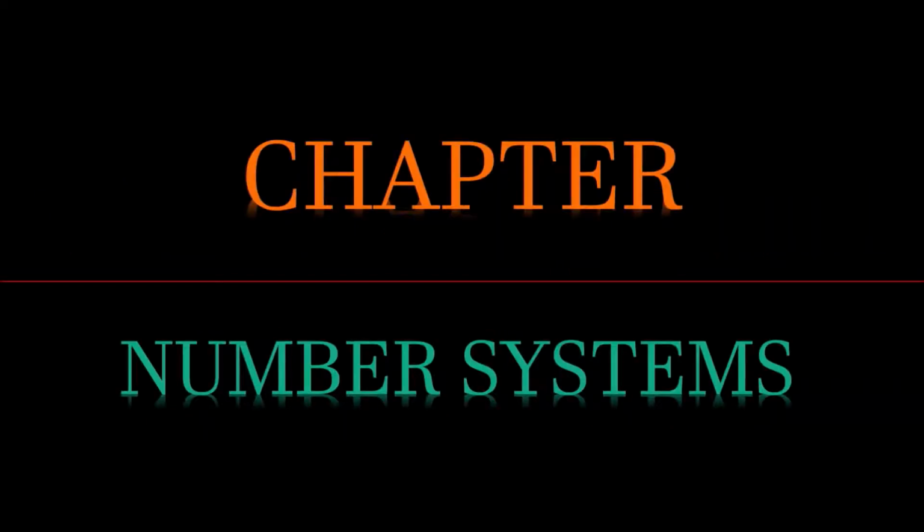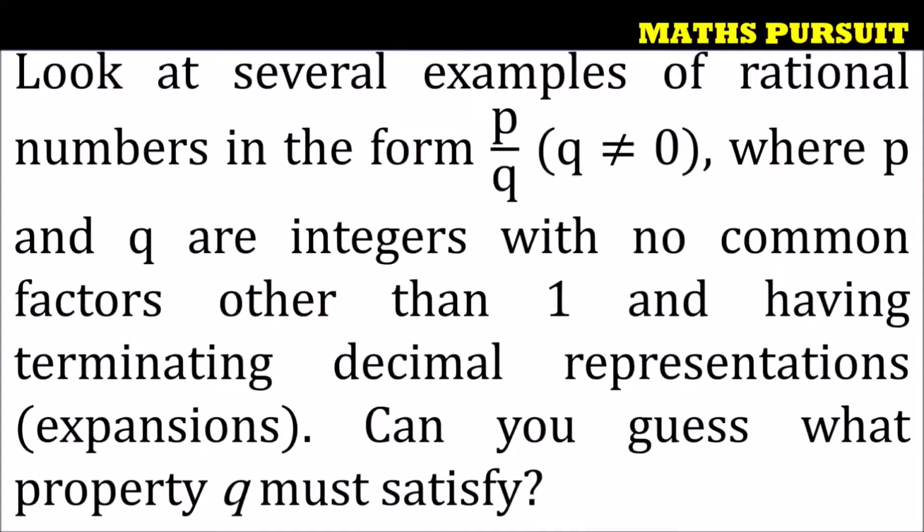Today we will look into the questions from the chapter called Number Systems. The given question is, look at several examples of rational numbers in the form p upon q, q is not equal to 0, where p and q are integers with no common factors other than 1 and having terminating decimal representations. Can you guess what property q must satisfy? So guys, let us look into this question.